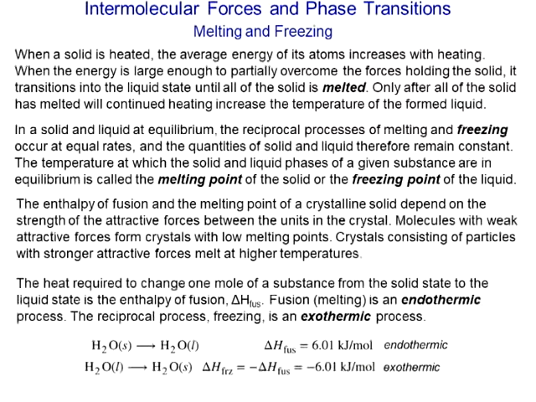Okay? In a solid and liquid at equilibrium, the reciprocal processes of melting and freezing occur at equal rates. So you're either on the melting side or the freezing side, and they occur at equal rates. One's positive, one's negative. One goes right, the other goes left. And the quantity of solid and liquid, therefore, remain constant. If you start with 1 gram of ice, you'll get 1 gram of liquid, assuming you don't lose any or drop it somewhere.